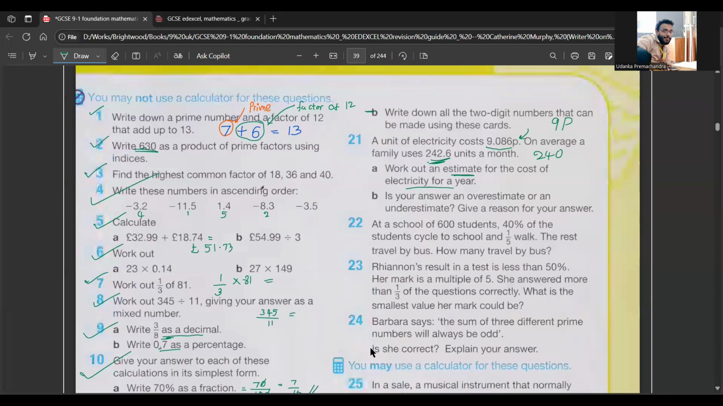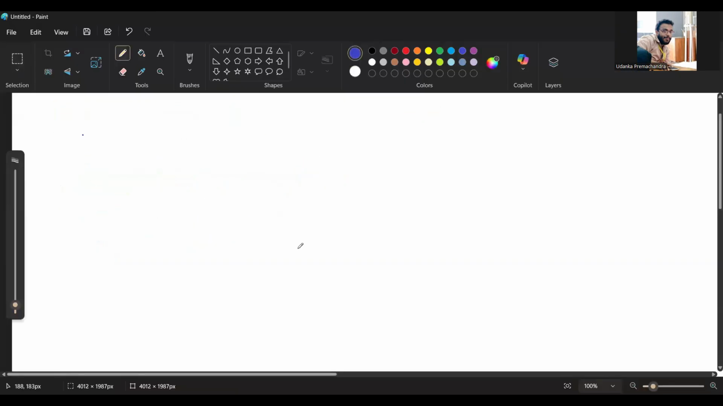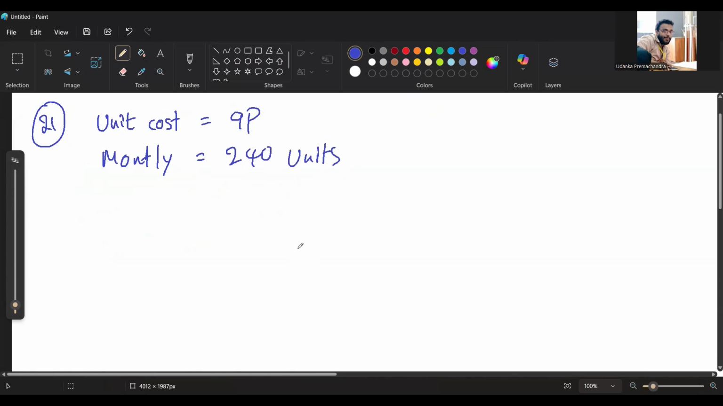Now they have given the monthly usage as 240 units. One unit costs what? 9p. Is that clear? One unit is 9p. Monthly usage is 240 units on average. For the yearly usage, I write it separately. Here I mention the unit cost is 9p and the monthly usage is 240 units.